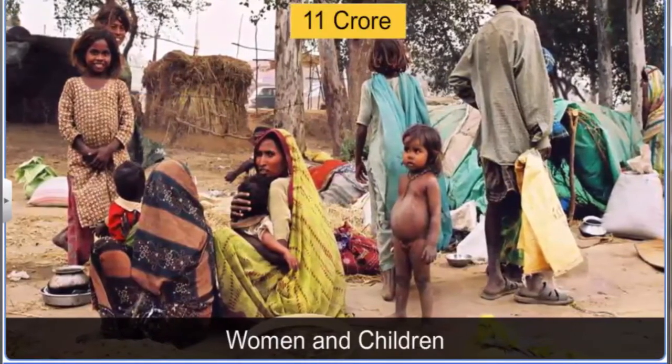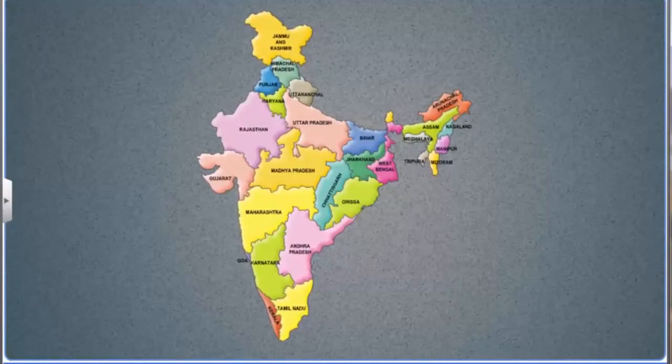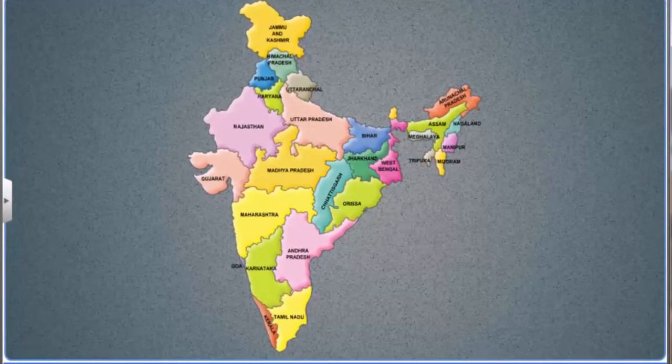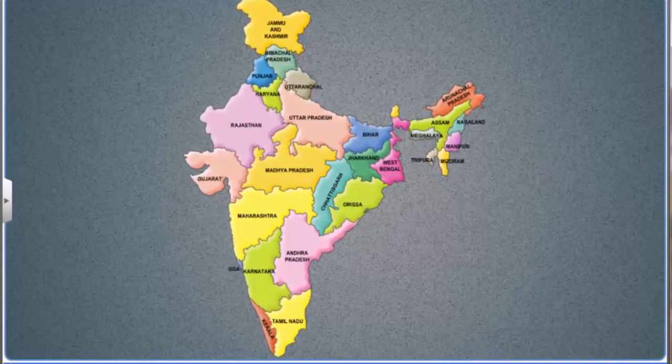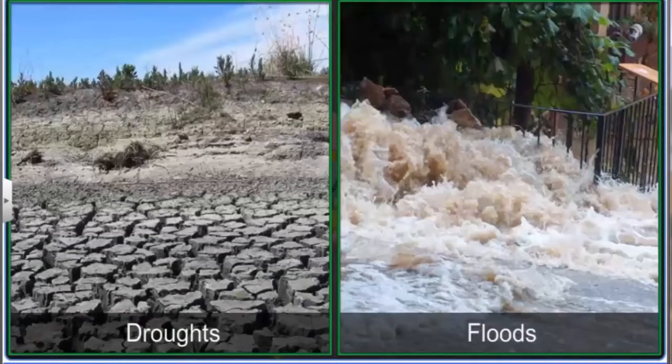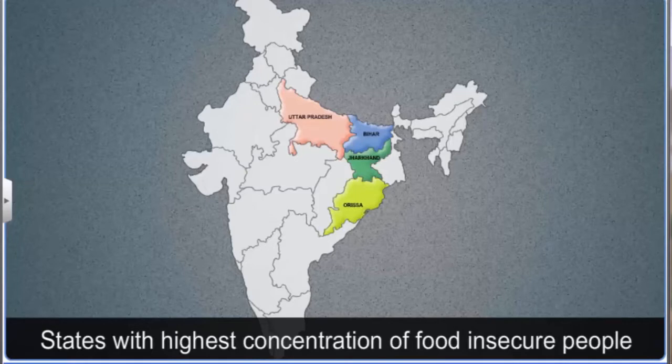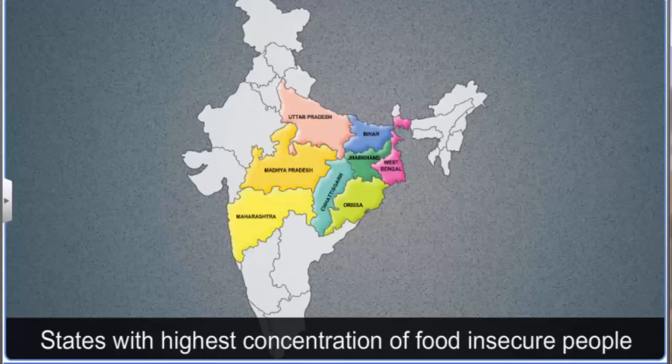The economically backward states of India, the tribal and remote areas, and areas prone to natural disasters like droughts and floods have a higher percentage of people with food insecurity. The states of Uttar Pradesh, Bihar, Jharkhand, Orissa, West Bengal, Madhya Pradesh, Chhattisgarh, and Maharashtra have the largest concentration of people facing food insecurity in India.